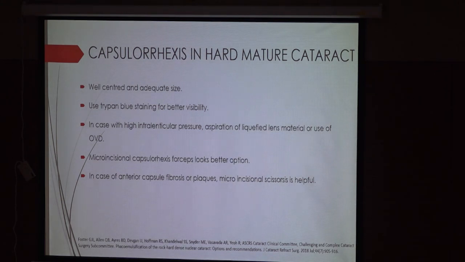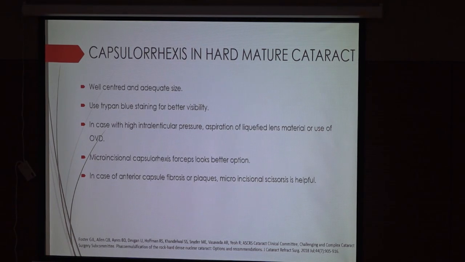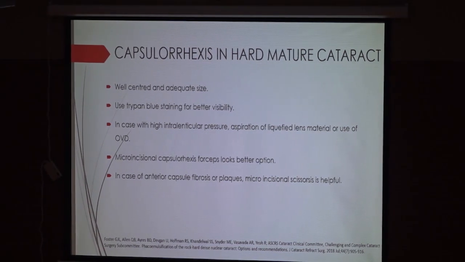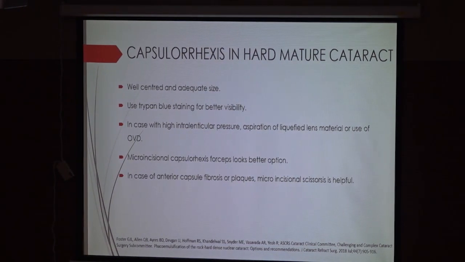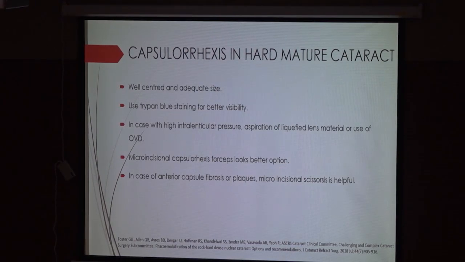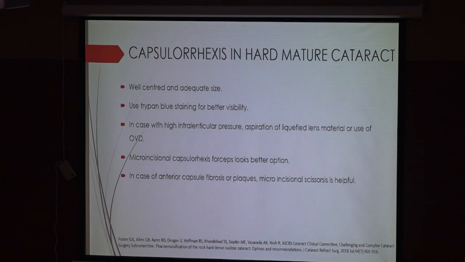And the most important step in cataract surgery, especially in hard cataract, otherwise also, it's the capsulorhexis. This is heart of this surgery. So capsulorhexis has to be very good. It has to be well centered and adequate size. If you make a small rhexis in hard cataract setting, you are inviting trouble. There will be more stress on the zonule. So we should avoid smaller rhexis in hard cataract surgery.